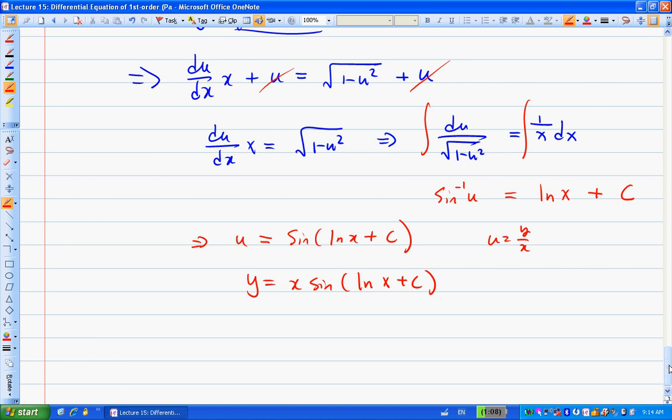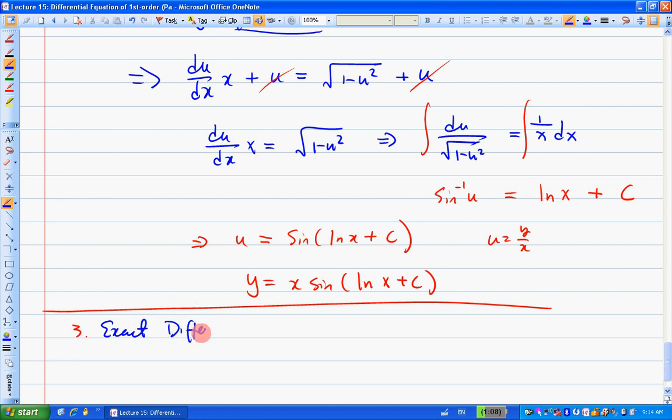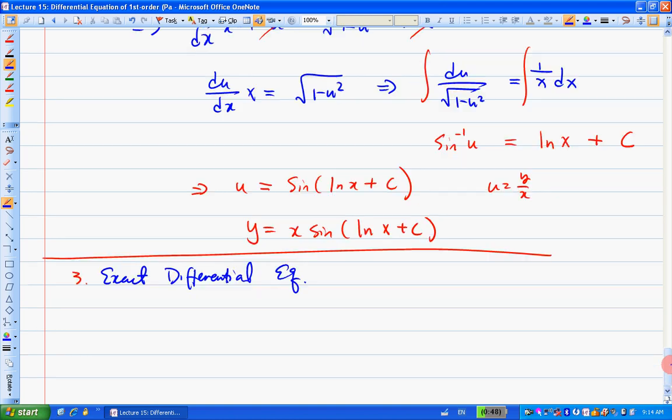Get a couple minutes here. So let me give you just one example here, okay? But this is sort of optional here, okay? Number 3. We call that exact differential equation. This is a type of differential equation very much associated with 248 that we're learning here.